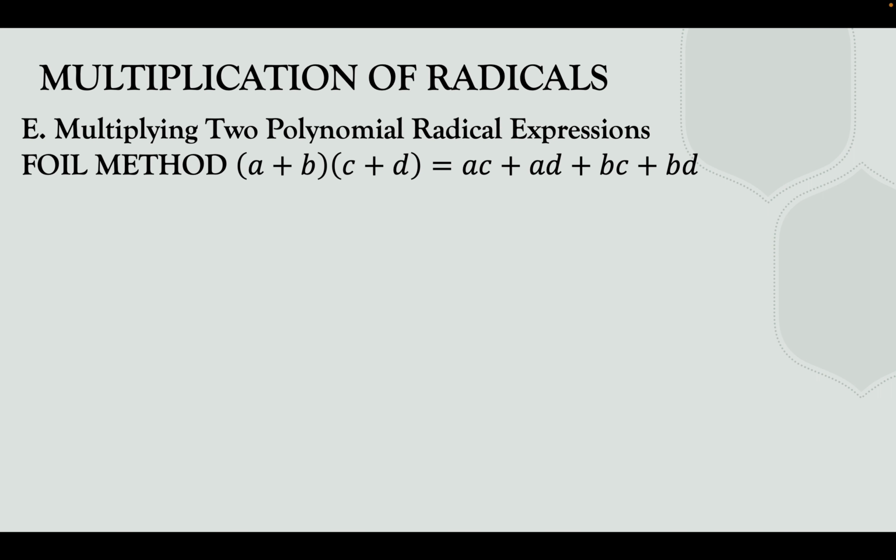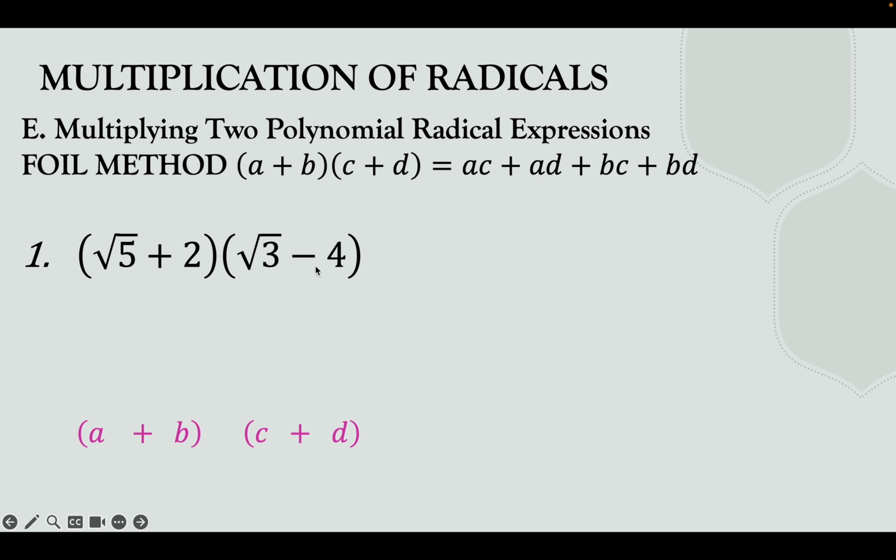Next, multiplying two polynomial radical expressions. So if we have two binomials, a plus b times c plus d, we will use the FOIL method. First terms, and then outer terms, and then inner terms, and then last terms. So we have here, example number 1, square root of 5 plus 2 times square root of 3 minus 4. So this will be our A, B, C, D.